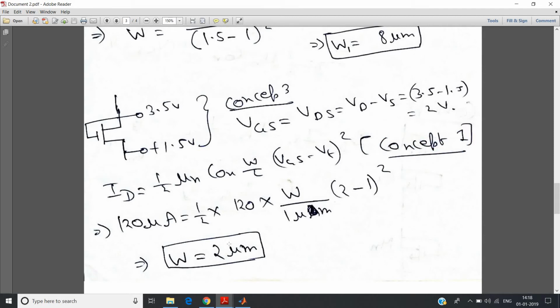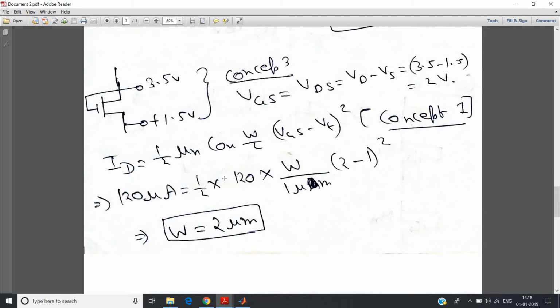Now to substitute the values: 120 microampere equals half into mu n COX, which was given as 120, into W by L. L1 equals L2 equals 1 micrometer, as given in the question. So 1 micrometer into VGS. What is the VGS for this Q2? We calculated that, it is 2 volt. Substitute that, 2 volt minus VT. VT for both the NMOS was given as 1 volt. So 2 minus 1 whole square. If you simplify this expression by calculator, you can easily get W equal to 2 micrometer.